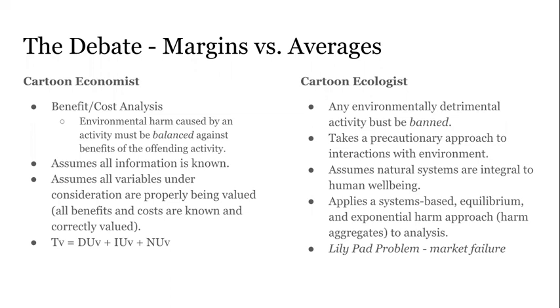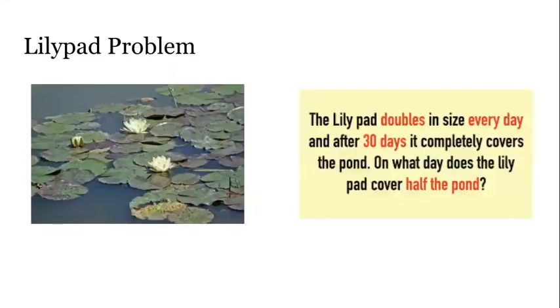But in terms of environmental benefits and costs, at least for this explanation, the benefit cost analysis is more focused on averages, looking at general averages rather than on the margin. I'll explain what that means. The Lilypad problem helps us understand the difference here. The Lilypad problem is a simple math quiz, one of these brain teasers, which says that, look, we have a Lilypad that doubles in size every day, and after 30 days, it completely covers a pond. And the question is, on what day does the Lilypad cover half the pond?